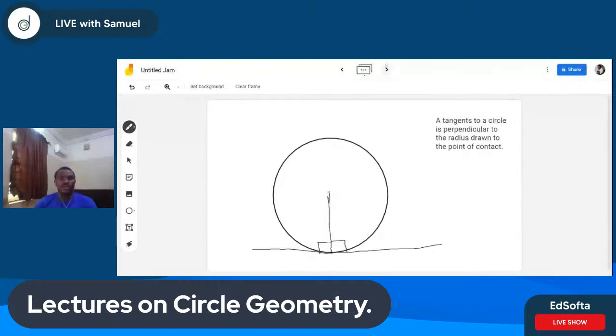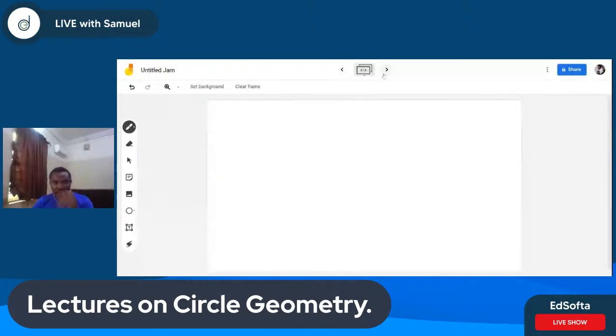So we have just two more theorems to go. Let's look at the next theorem. It says tangents to a circle from an external point are equal in length. Tangents to a circle from an external point are equal in length.